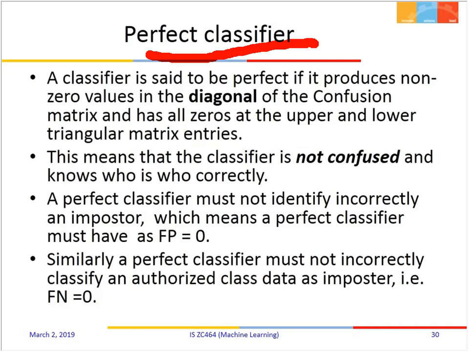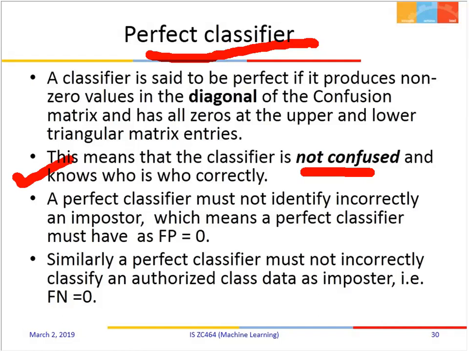So then we go ahead and look at what is a perfect classifier. A classifier is said to be perfect if it produces non-zero values in the diagonal of the confusion matrix and has all zeros at the upper and lower triangular matrix entries. Okay. All the zeros. That means no class should be recognized as something else. No such test samples of one class be recognized as something else. So this means that the classifier is not confused and knows who is who correctly.